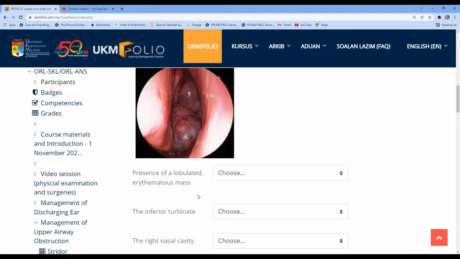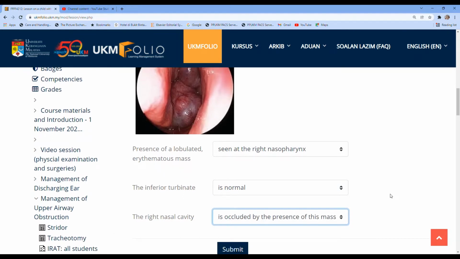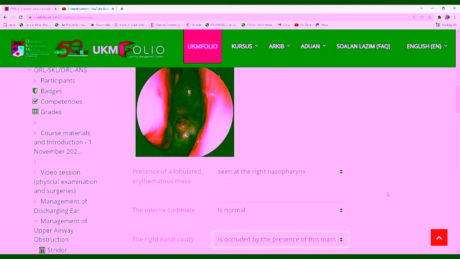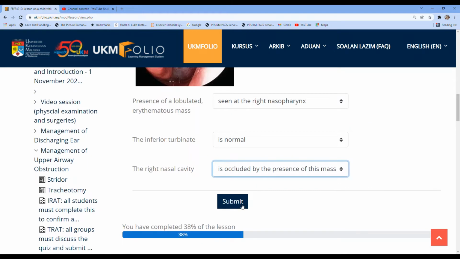So the student can guess, okay, the lobulated erythematous mass would most likely be this one here, and the student needs to choose whether it is normal, seen at the right nasopharynx, or occluded by the presence of this mass. In this instance it is seen at the right nasopharynx. For the inferior turbinate, is it normal, occluded by the mass, or seen at the right nasopharynx? So this is a kind of matching question. The right nasal cavity is occluded by the presence of this mass. It makes it easier for the student since this is an uncommon diagnosis, so I wanted to make the salient findings easy for the students to appreciate.